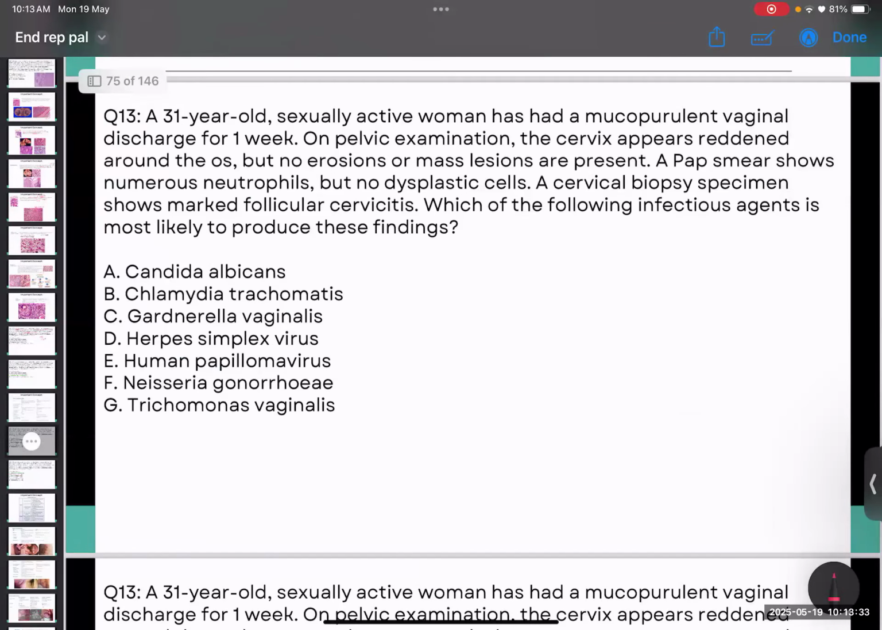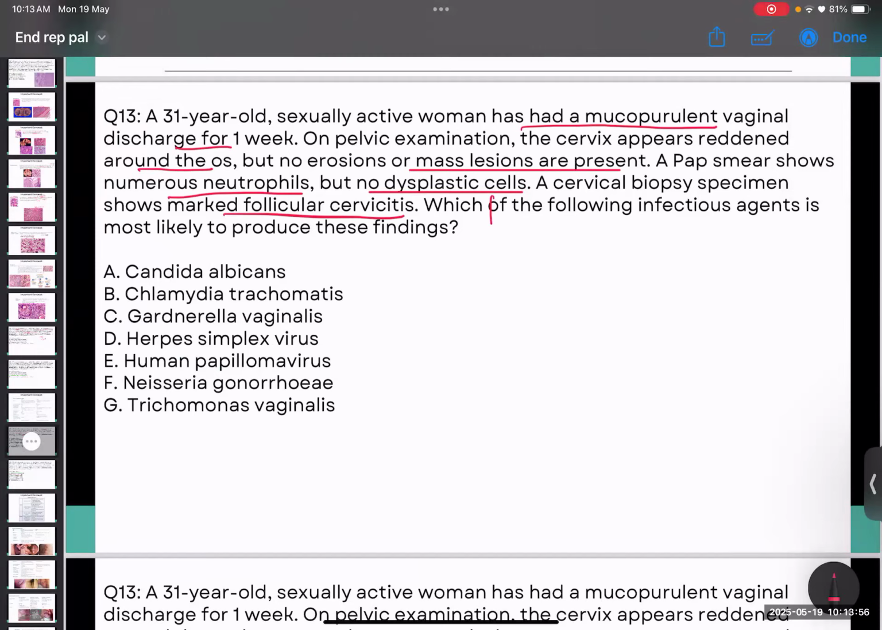Now, question number 13. We have a 31-year-old sexually active woman who's had mucopurulent vaginal discharge for 1 week. On pelvic exam, the cervix appears reddened around the os, but no erosions or mass lesions are present. A pap smear shows numerous neutrophils, but no dysplastic cells. Cervical biopsy shows marked follicular cervicitis, and which of the following infectious agents would most likely produce these findings?